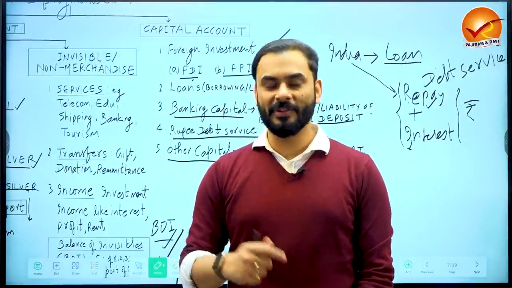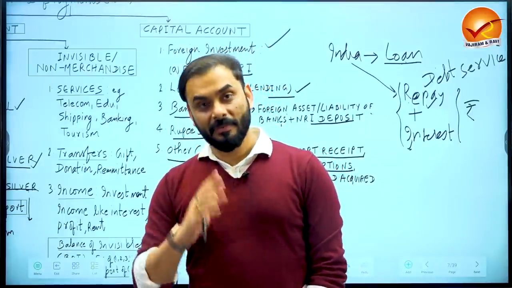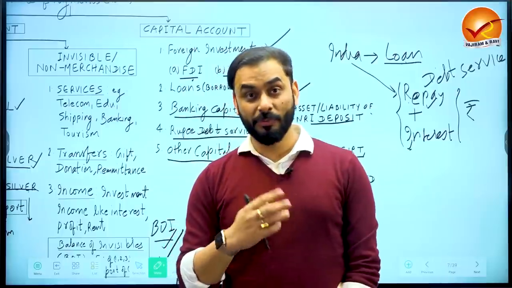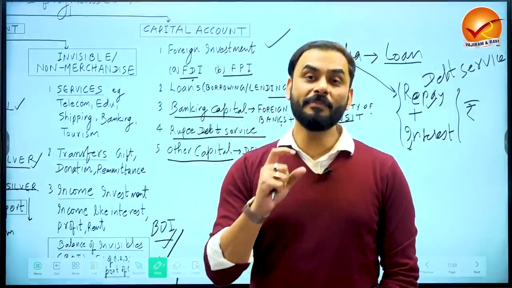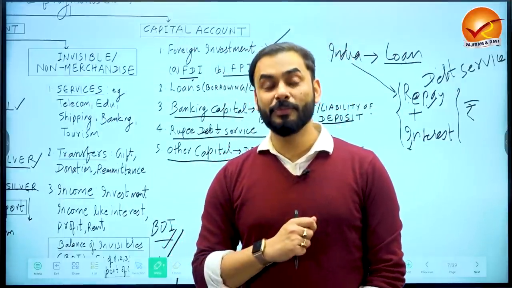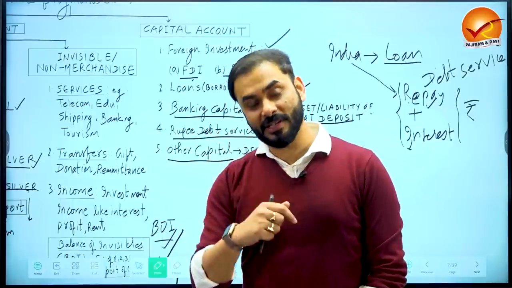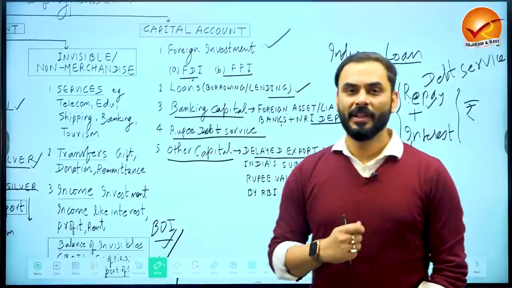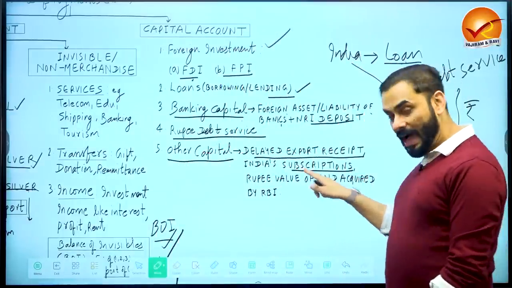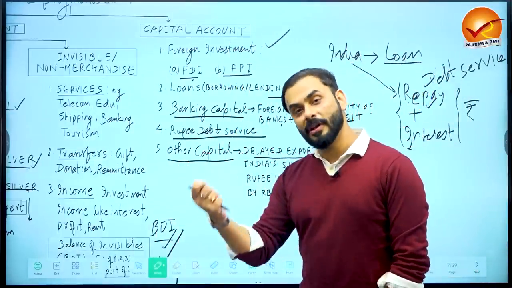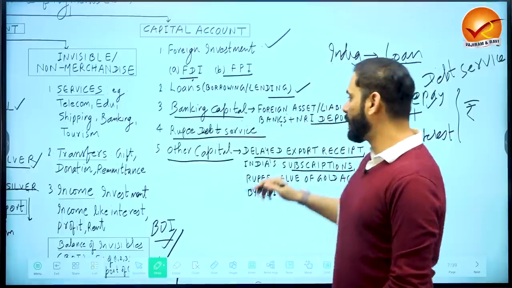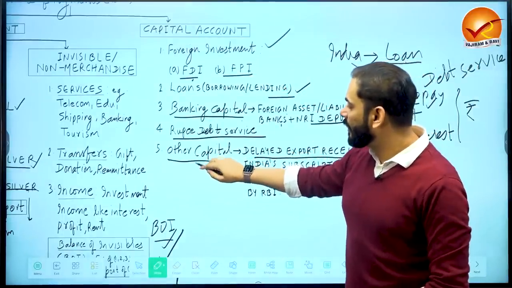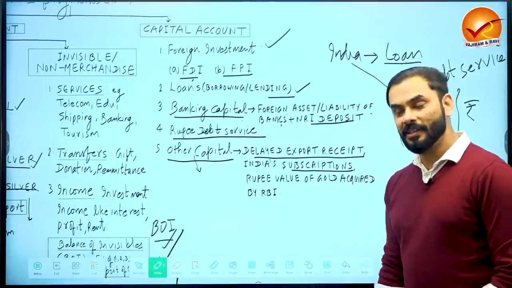India is already a member of IMF. So suppose when India became the member of IMF, India paid, let's say, $1 million to IMF to become the member. That $1 million which India paid to IMF to become the member is called India's subscribed capital, or India's subscription to IMF. Now, that money that we give to global institutions to become their member, that capital is written in balance of payment under this column called other capital.